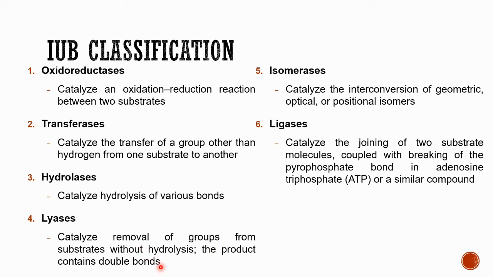So the product contains double bonds. Isomerases catalyze the interconversion of geometric, optical, or positional isomers. And then lastly, ligases. They catalyze the joining of two substrate molecules coupled with breaking of the pyrophosphate bond in adenosine triphosphate or similar compound. So the first digit in those four assigned numbers is one to six. The second and third digits represent the subclass to which the enzyme is assigned, and the fourth digit is a serial number specific to each enzyme.